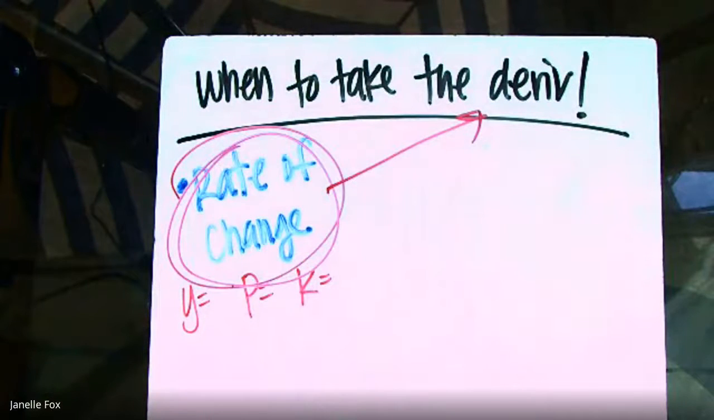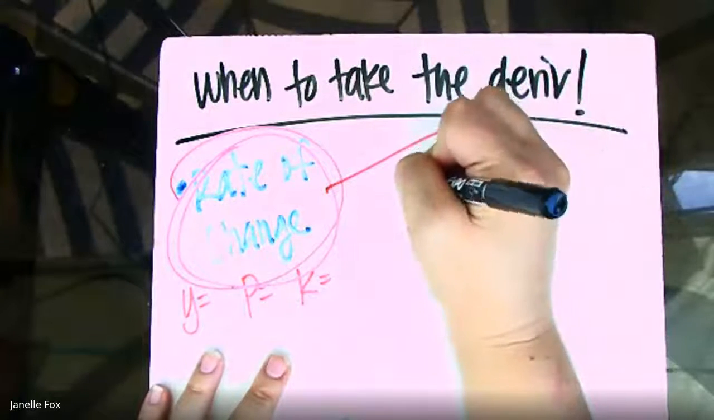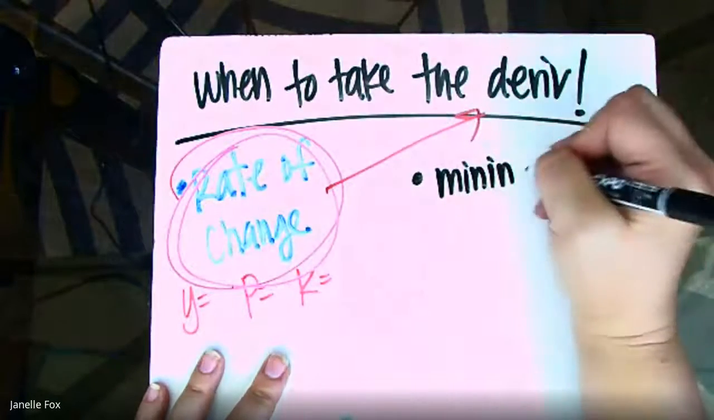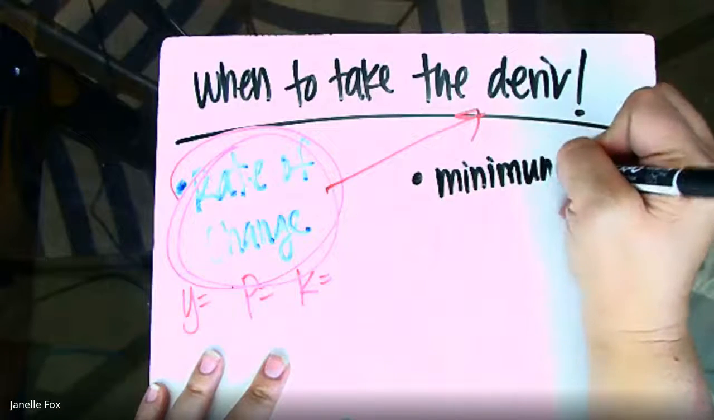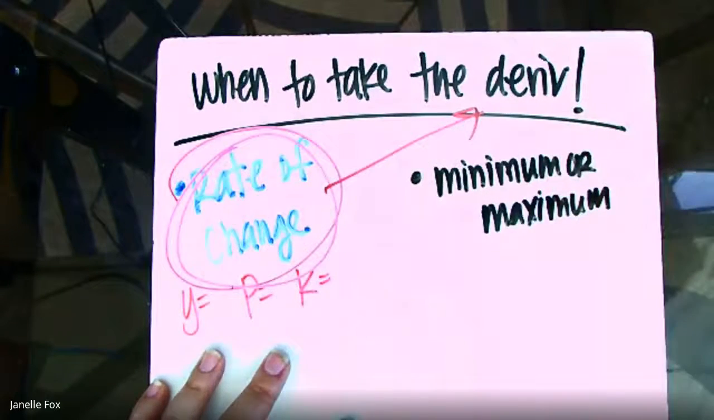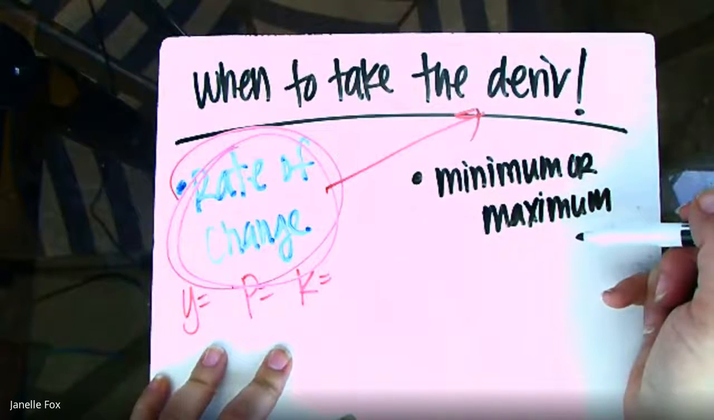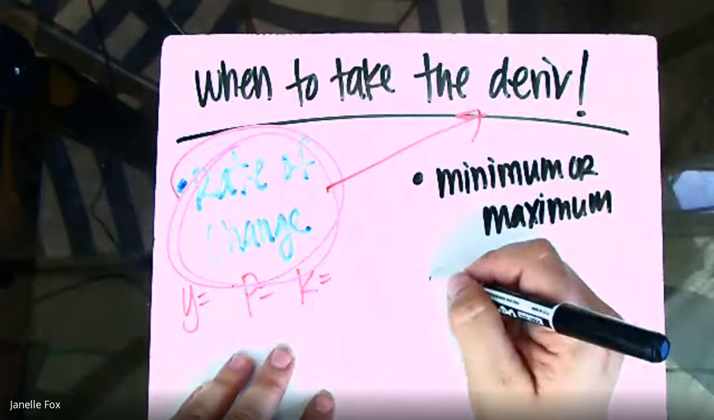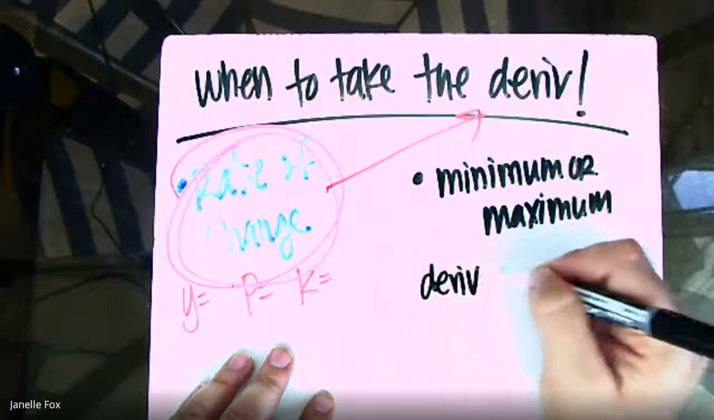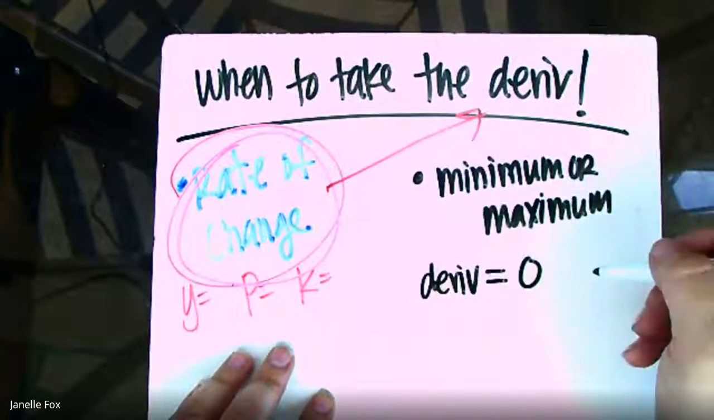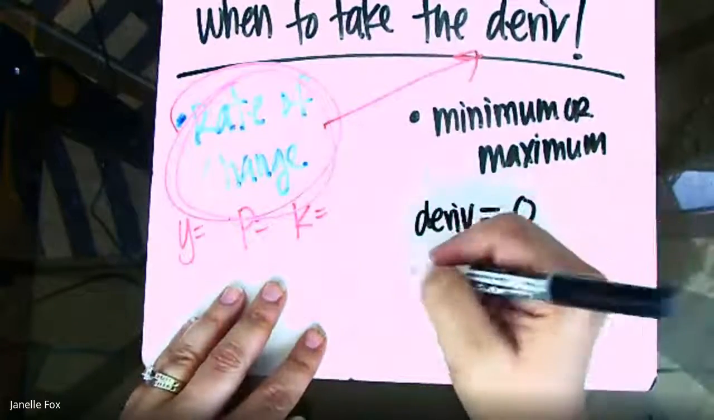Okay, what's another instance that would let you know you're going to take the derivative? Maybe they ask you to find the minimum or the maximum. If they ask you to find a minimum or a maximum, we know that the process for finding a minimum or a maximum is by using the derivative and maybe finding the critical values. So you're going to have to take a derivative, set that derivative equal to 0, and then go from there finding a max or a min.